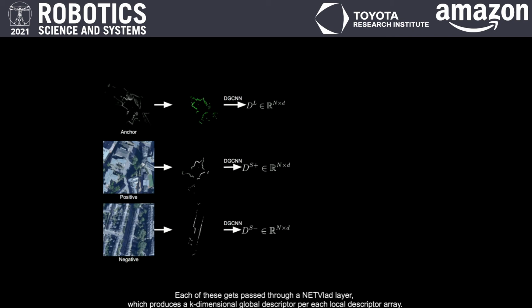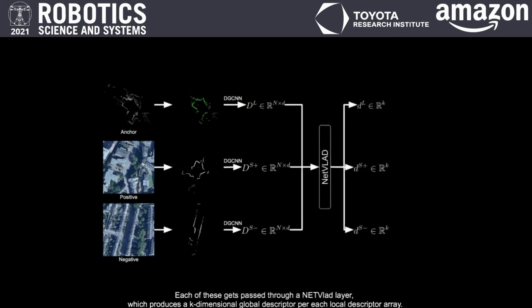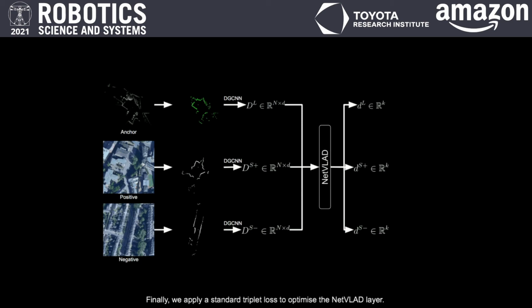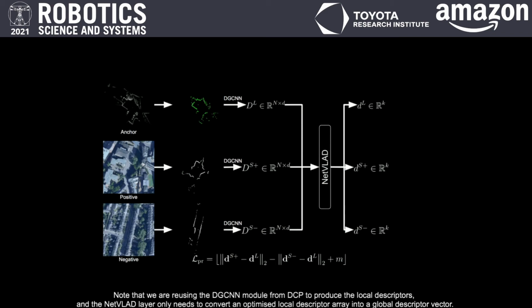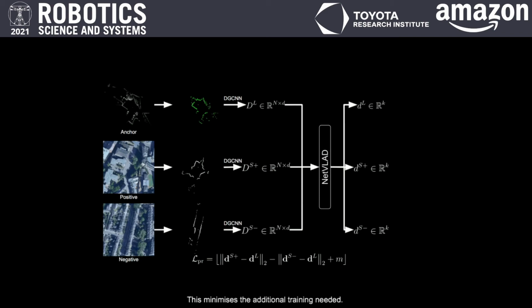Each of these gets passed through a NetVLAD layer, which produces a k-dimensional global descriptor per each local descriptor array. Finally, we apply a standard triplet loss to optimize the NetVLAD layer. Note that we are using the DGCNN module from DCP to produce the local descriptors, and the NetVLAD layer only needs to convert an optimized local descriptor array into a global descriptor vector. This minimizes the additional training needed.